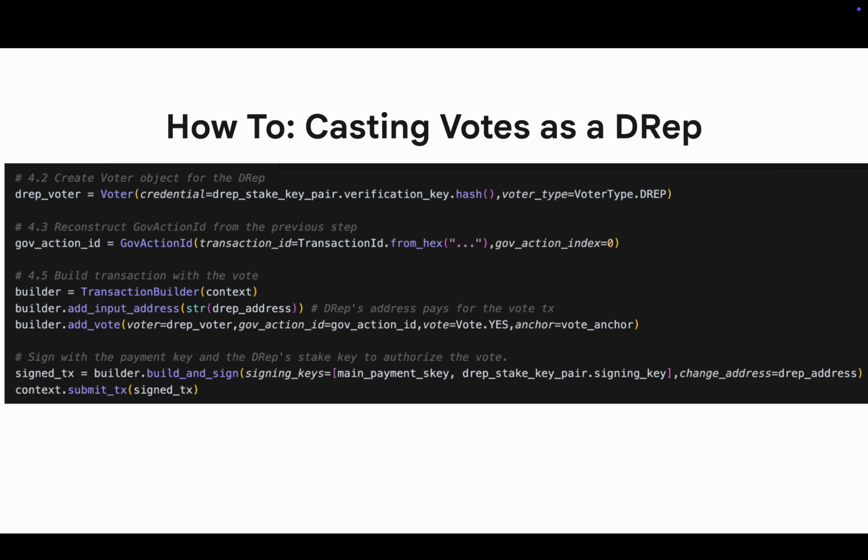Once registered, a DRep can cast votes. In PyCardano, the DRep is identified as a Voter object with VoterType.DREP. You'll also need the GovAction ID of the specific governance proposal. The vote itself, yes, no, or abstain, is encapsulated in a voting procedure, which can optionally include an anchor for metadata. The transaction builder's add_vote method incorporates this into a transaction, which the DRep then signs with their stake key.